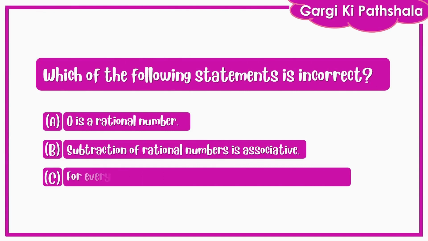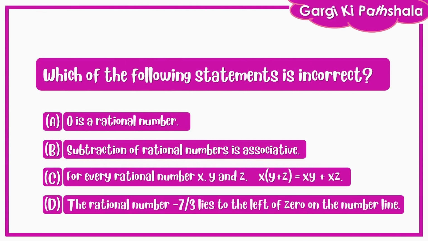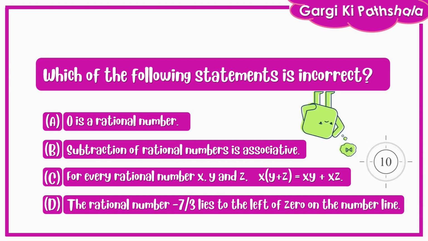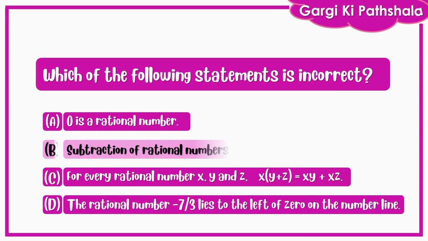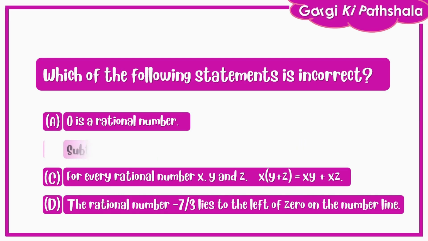Which of the following statements is incorrect? A. 0 is a rational number. B. Subtraction of rational numbers is associative. C. For every rational number x, y and z, x multiplied by (y plus z) equals xy plus xz. D. The rational number minus 7 by 3 lies to the left of 0 on the number line. The correct answer is B. Subtraction of rational numbers is associative.